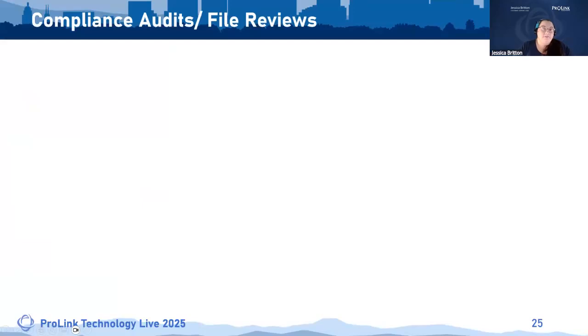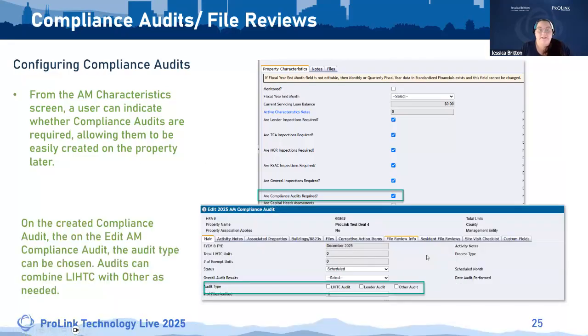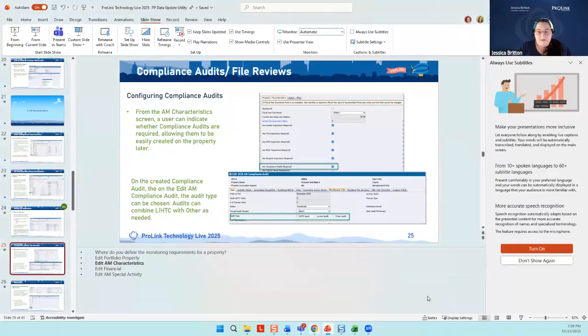Compliance audits and file reviews. From the AM characteristics screen, a user can indicate whether compliance audits are required, allowing them to be easily created on the property at a later time. On the edit AM compliance audit, the audit type can be chosen and audits can combine LIHTC with other as needed. These are two separate screens. Firstly, from your AM characteristics screen, you're choosing whether or not those compliance audits are even required. Then when you actually go and create a compliance audit within the system, you're able to choose the audit type. That will look something like this.